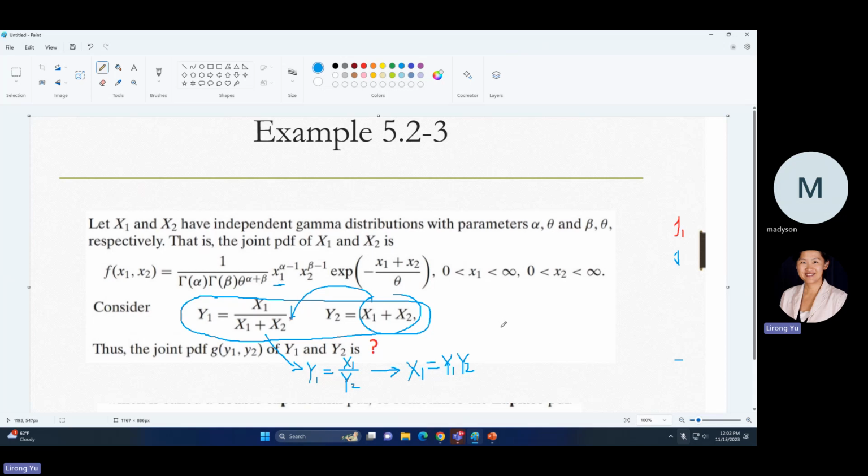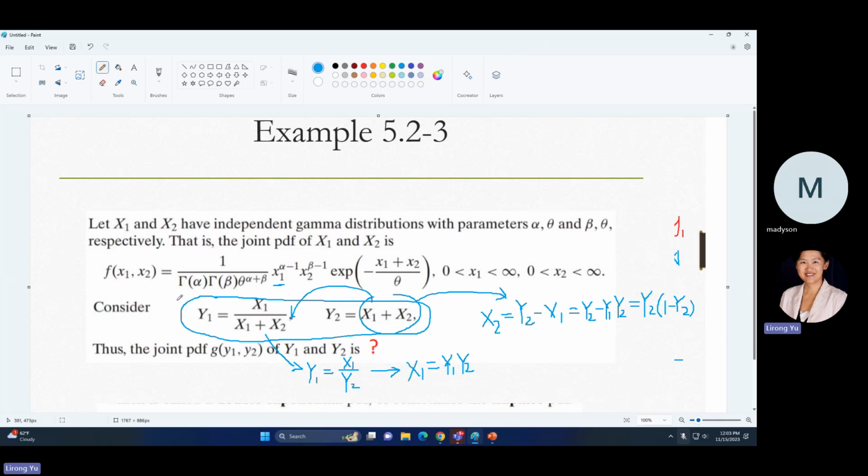And then we have the x2. x2 is equal to y2 minus x1. That's from this equation. And then since x1 is equal to a multiplication, it's y2 minus y1 times y2. So x2 can be represented. Now we have an inverse, right? We have a representation for x1. We have a representation for x2. You can also factor out the y2 to see this is actually y2 times 1 minus y1. I don't know if that helps, but write it out.